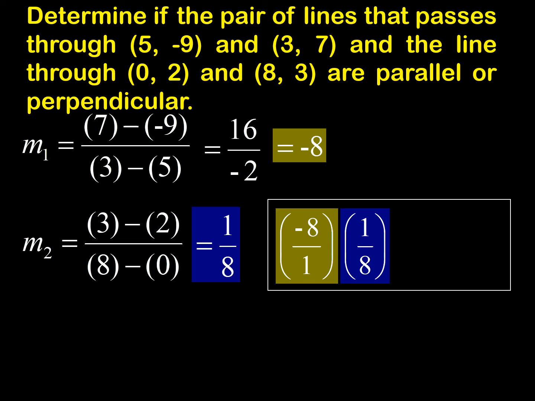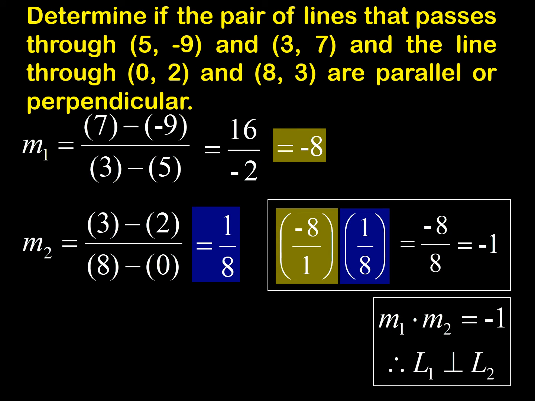Any number has a denominator of 1. So we have negative 8 over 1 times 1 over 8. Multiplying the numerator times the numerator, denominator times the denominator, we get negative 8 over 8, which is equal to negative 1. So the product of m1 times m2, or slope 1 times slope 2, is equal to negative 1. We therefore conclude that line 1 is perpendicular to line 2. And this is the symbol for perpendicular.